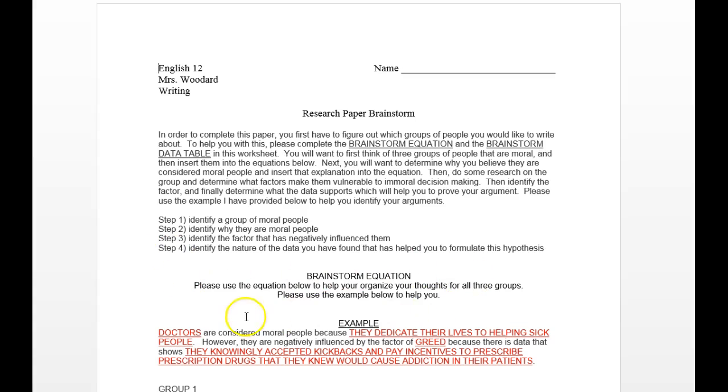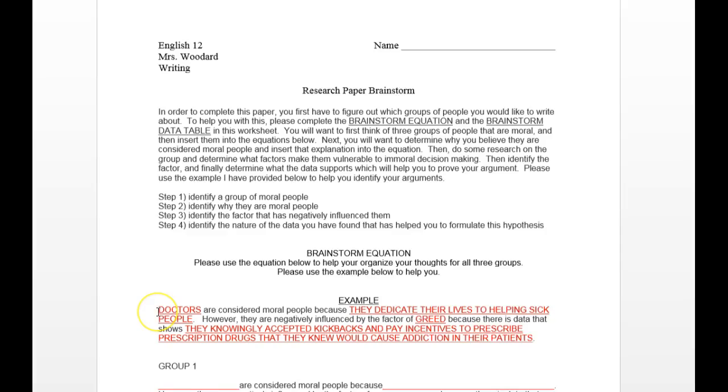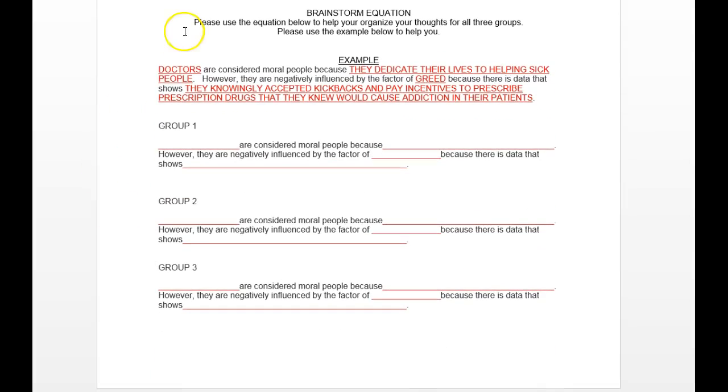So right here it says use the equation below, and here is an example. So I'll bring it up. Our first example is doctors. Doctors are considered moral people by society, no doubt. So you have to ask yourself why. So you write in here, they dedicate their lives to helping sick people. And then we have here, however, they are negatively influenced by the factor of, and I decide that I'm going to write about greed, because there's data that shows they knowingly accept kickbacks and pay incentives to prescribe prescription drugs that they know would cause addiction in their patients.